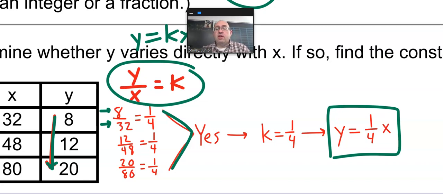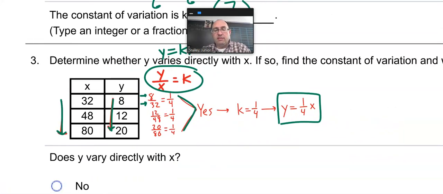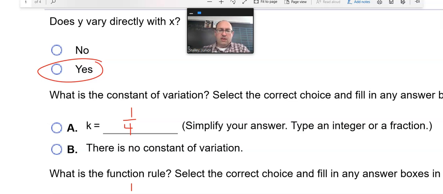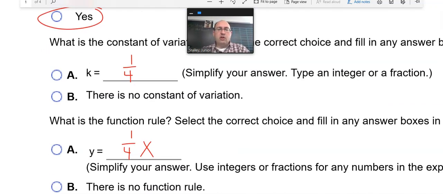If it is direct variation, then you automatically know the k value. And they'll ask you these questions. Is it direct variation? What's the k value? What's the function rule? When they say function rule, obviously they just mean the direct variation equation. All you have to do is put 1/4 x in the box because they already got the y equals.